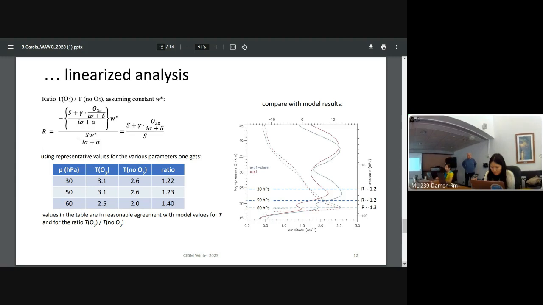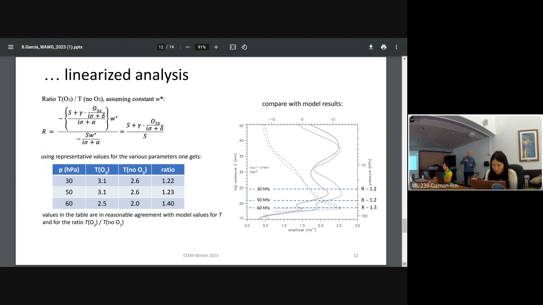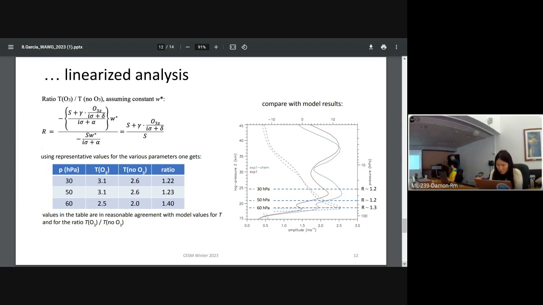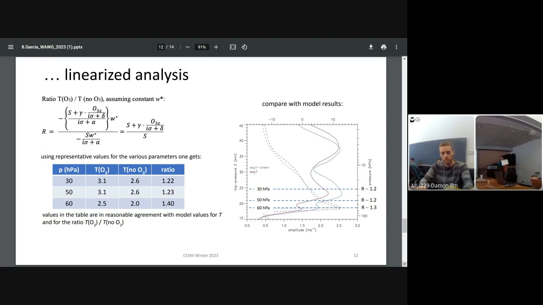Well, the basic physics of the QBO you can get without ozone coupling. The point is that it's an interesting thing that if you include ozone, you will get this amplification of the QBO below the mid-stratosphere. Okay, let's move on. Thanks. I'll give the last presentation.